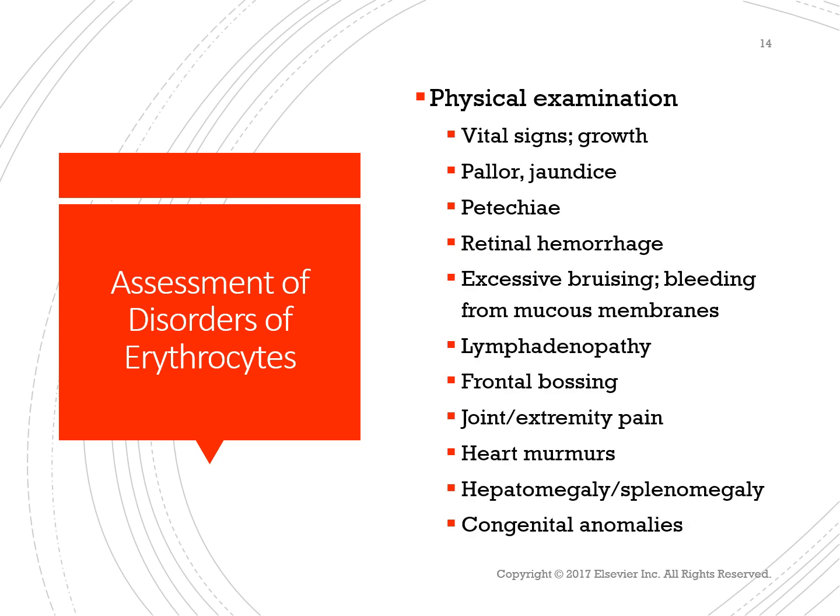Physical examination, we're going to look at their vital signs and their growth. We're going to look for pallor and jaundice, any petechiae, retinal hemorrhages, excessive bruising, bleeding from their mucous membranes, any lymphadenopathy, frontal bossing, joint and extremity pain, heart murmurs, hepatomegaly or splenomegaly, and congenital anomalies.